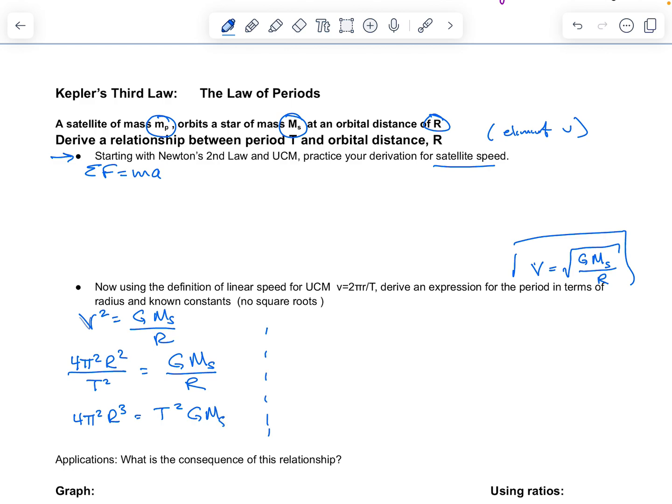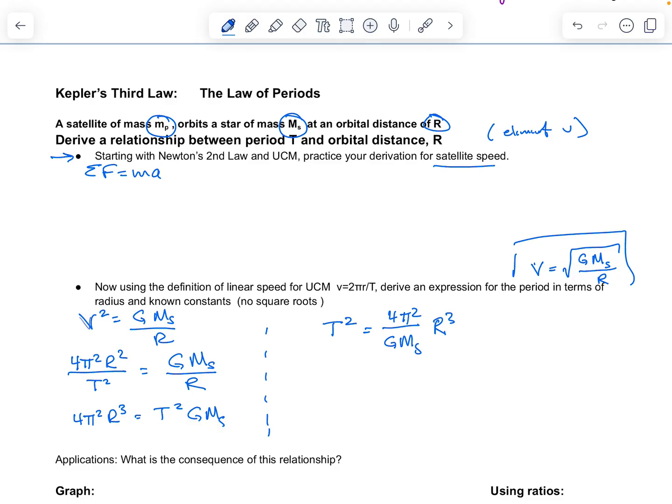And now I'm going to solve for T, and I get T squared is going to be equal to 4 pi squared over G mass of the sun, times r cubed. Yeah, got that right.